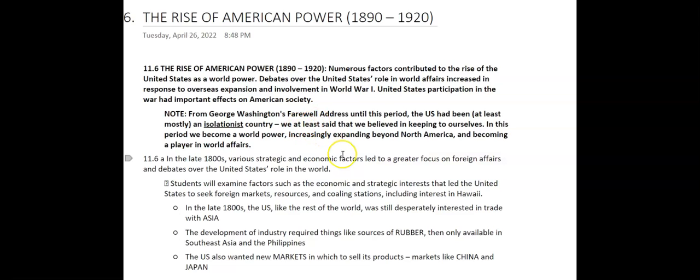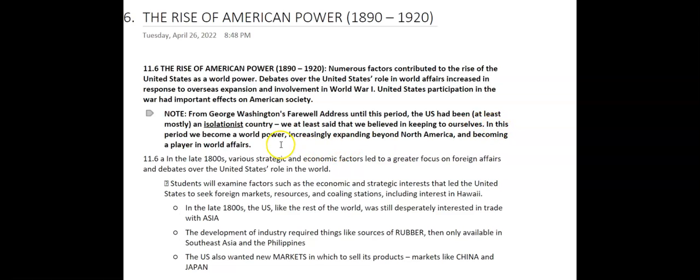From George Washington's farewell address, we remember that speech he gave at the end of his presidency, until this period of the 1890s and 1920s, the U.S. had been, at least mostly, an isolationist country. That is, we at least said that we believed in keeping to ourselves. Now, you're smart guys. You know that's not really entirely the case, but to a great degree, the United States stayed out of the affairs of the rest of the world.